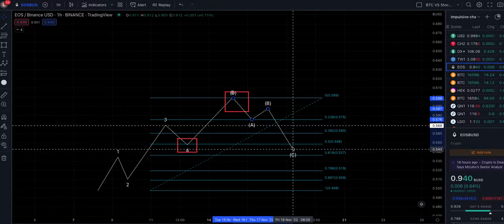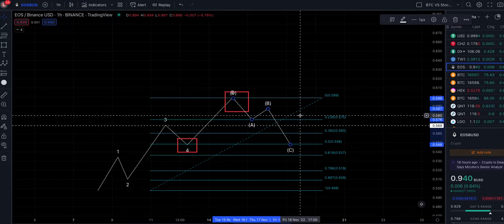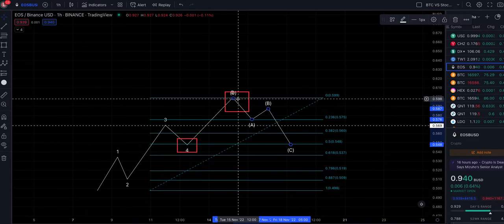And then it can give you the option of where the wave C is going to go. I'm going to go through that with you in a second. I just want to talk to you about something else as well.